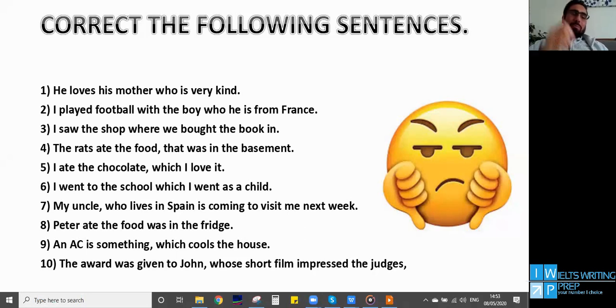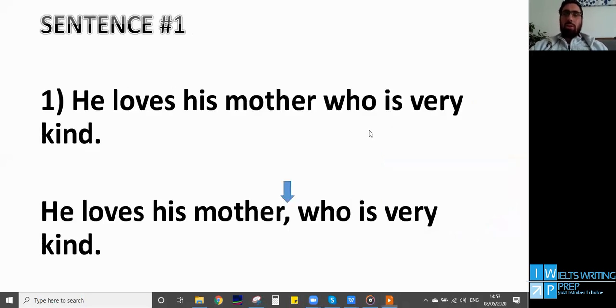So this information is not necessary. So if we just say he loves his mother, it would be complete meaning. When we say he loves his mother, who is very kind, this is definitely strange. So we could put a comma and put who is very kind. So this is what we need to do for number one. He loves his mother, comma, who is very kind. Now, of course, because this comes at the end of the sentence, we're going to finish with a full stop, and we're not going to finish with a comma.